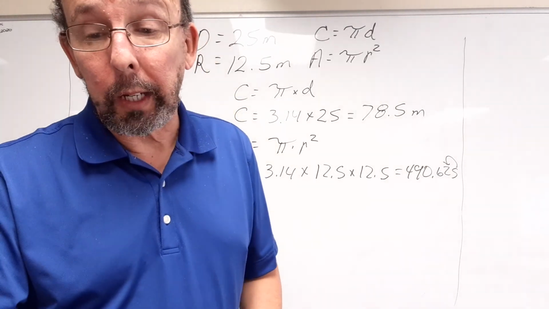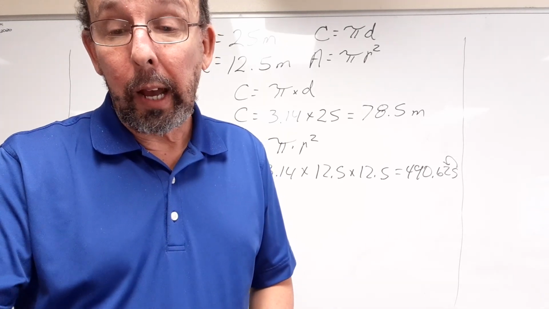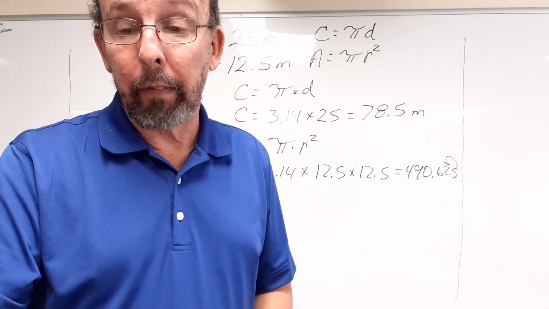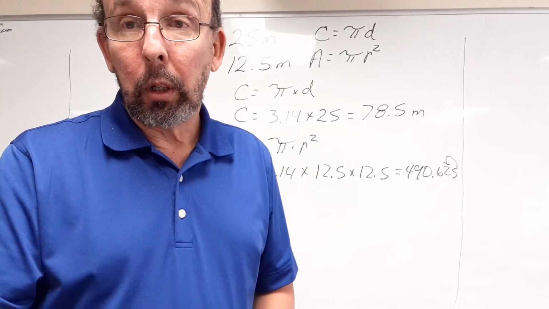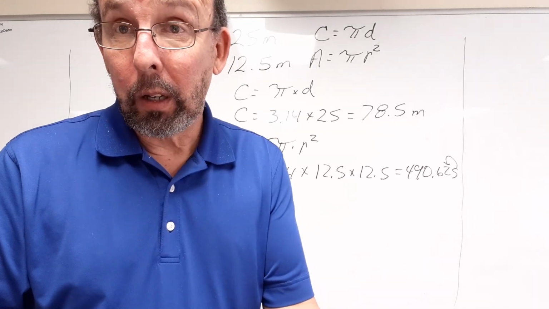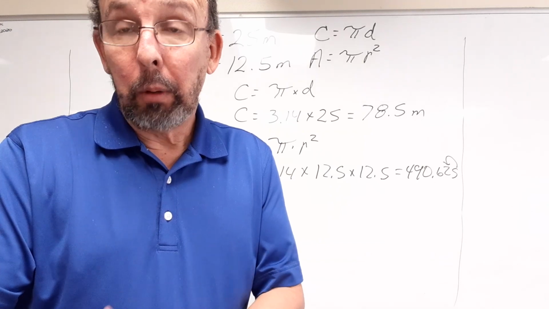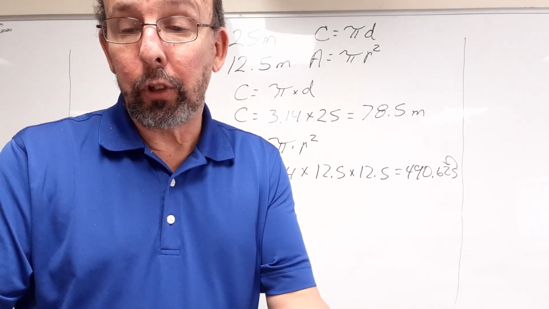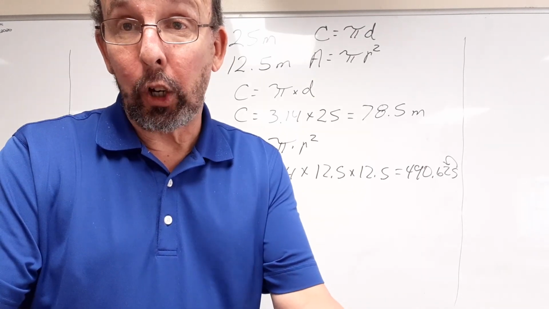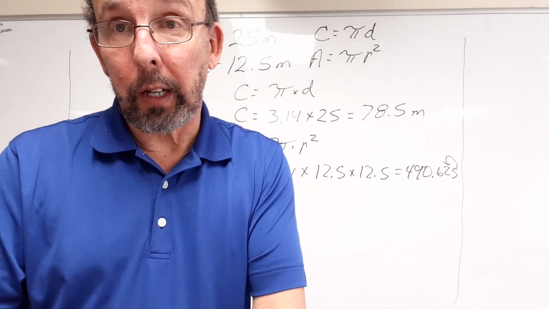Look at number 3. Number 3, they give you the radius this time. They give you the radius is 2.5. What's the diameter? It's twice the radius, so the diameter is 5. So you're going to use 5 as the diameter, multiply it by pi to give you your circumference. You're going to take 2.5 squared times pi to give you the area.